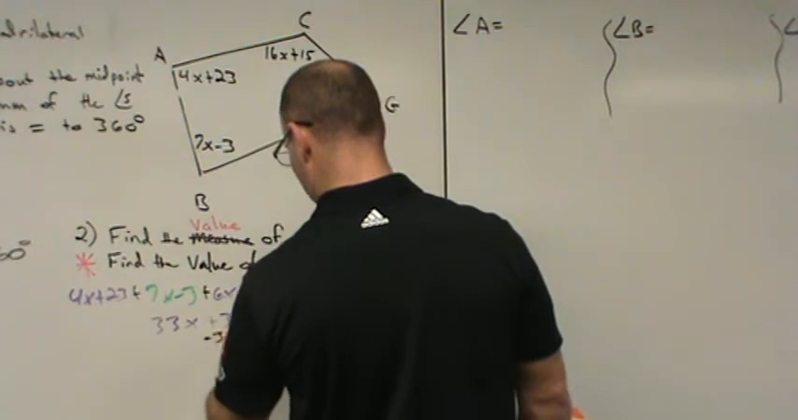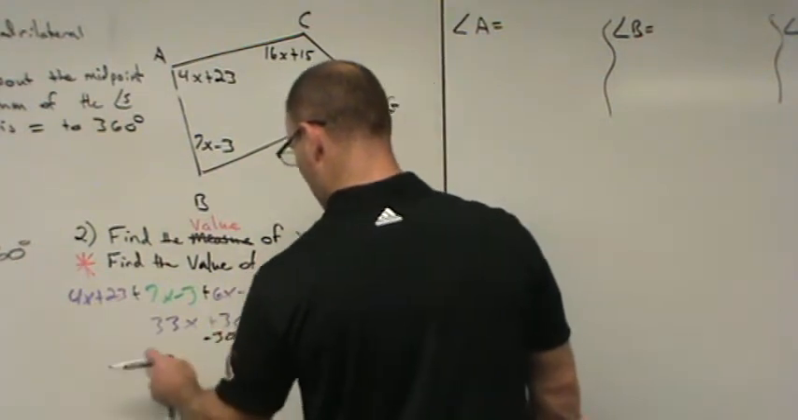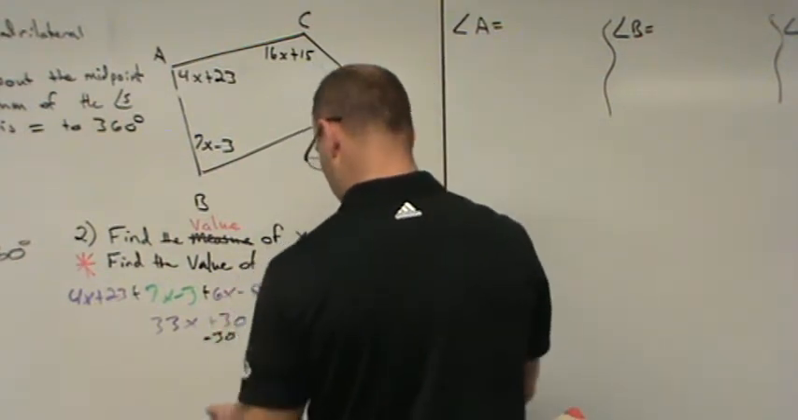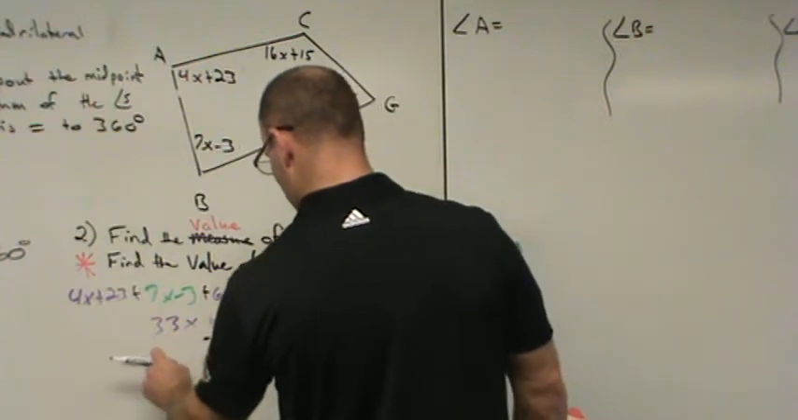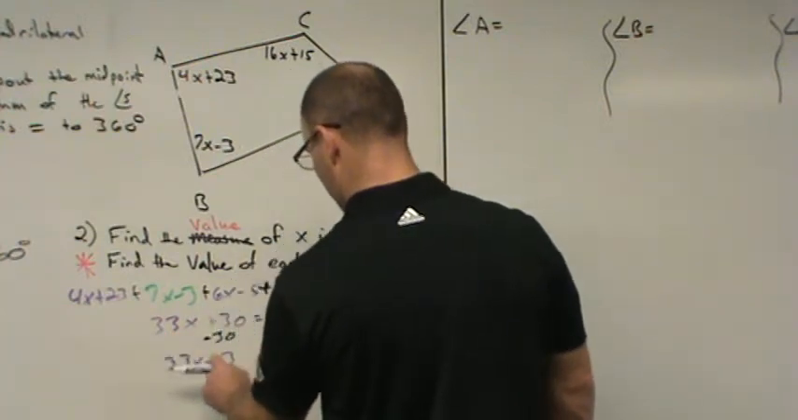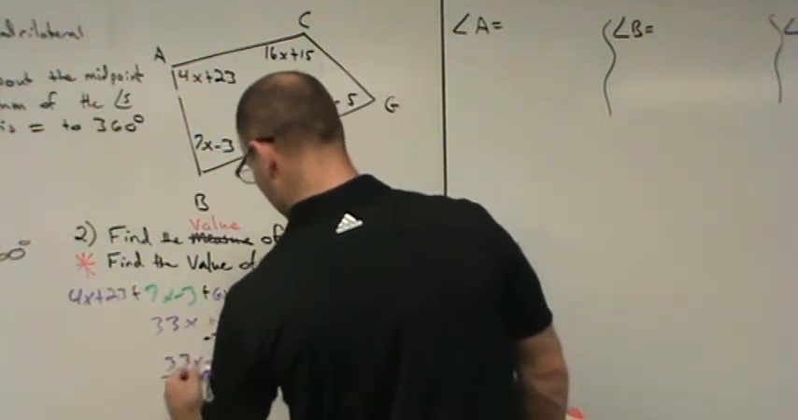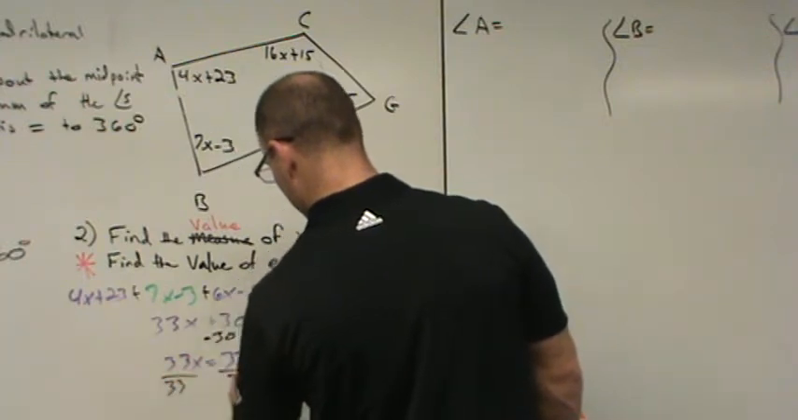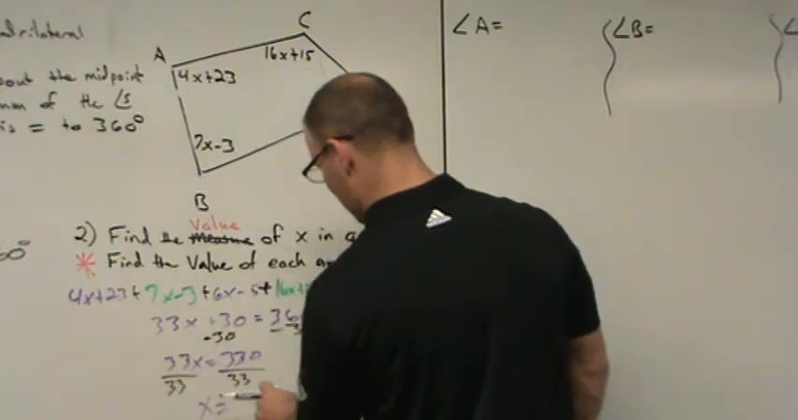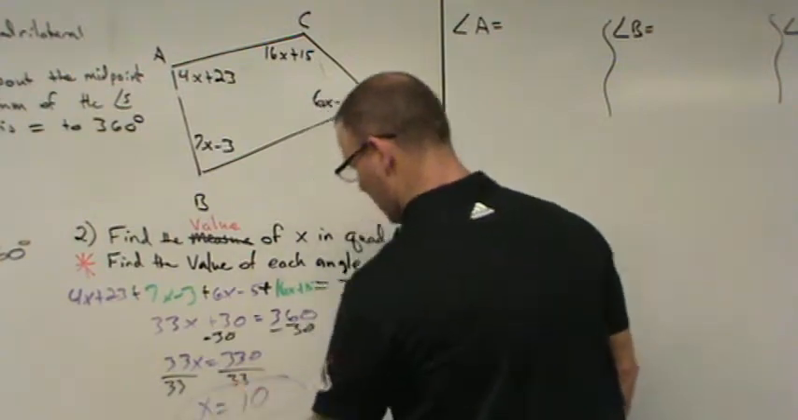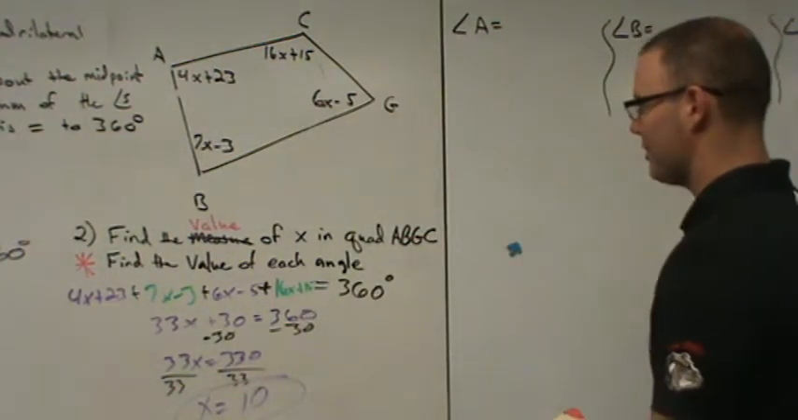So I'm going to subtract 30, and I think I can do away with the green now. So I'm going to get 33x is equal to 330. Divide by 33, and x is equal to 10. All right, so I found the value of x.